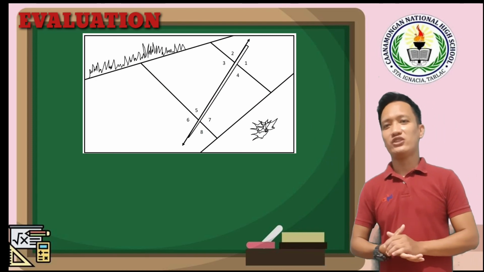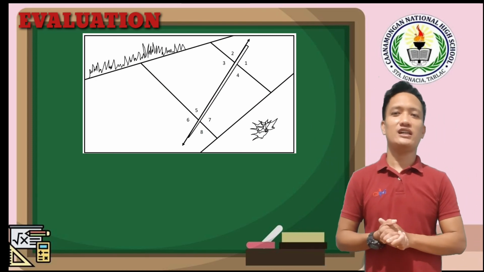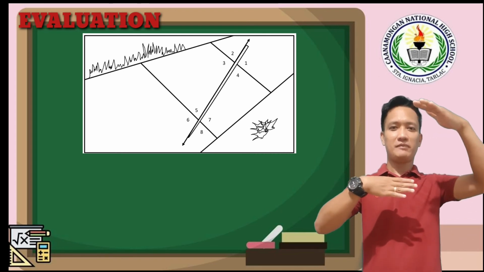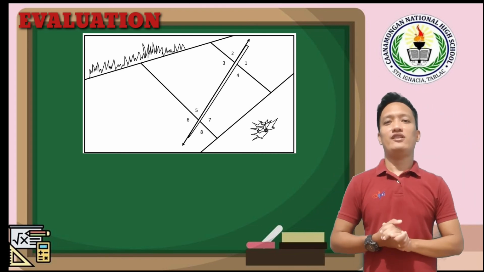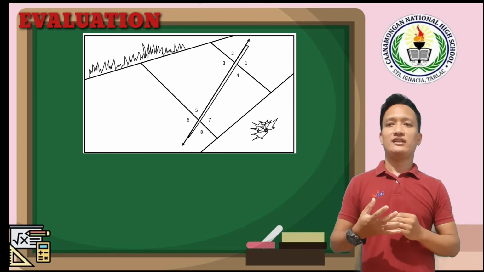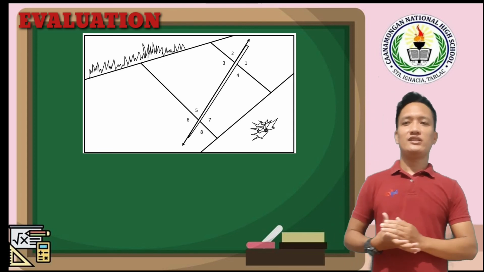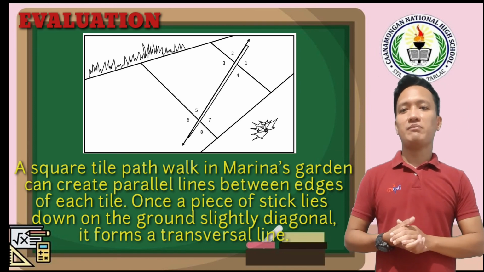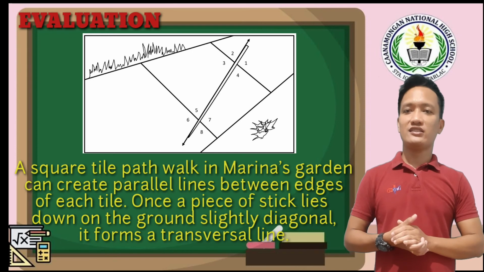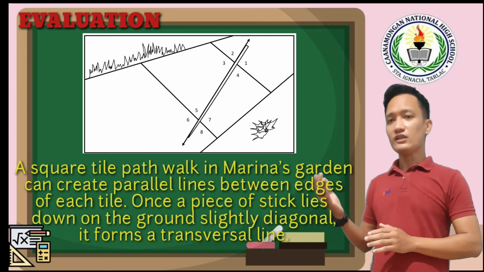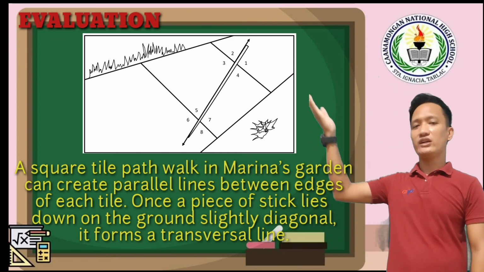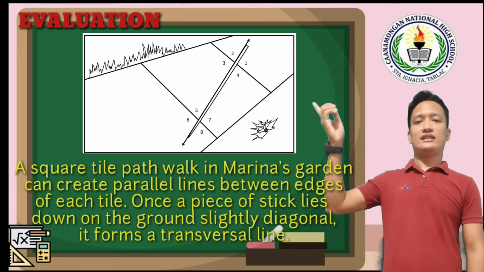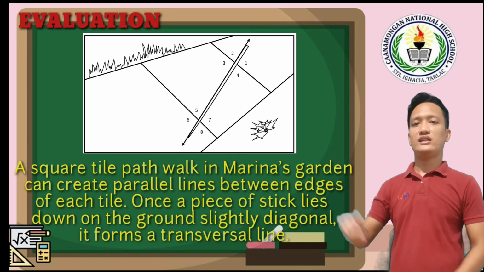So, ano bang nakikita nyo dyan? So, colored siya. So, yan ay path. Kung titignan natin sa mga highway, di ba parang may mga square. Even school, so may mga tiles, mga ganun. So, this is the situation. So, a square tile path walk in Marina's garden can create parallel lines between edges of each tile. So, kung nakikita ninyo dyan, mga tiles daw yung mga yan, yung mga square. So, may mga nakikitang mga linya.